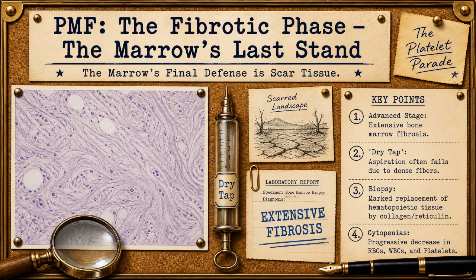The body tries to compensate for this by initiating extramedullary hematopoiesis, where blood cell production shifts to organs like the spleen and liver, leading to their enlargement. It's a desperate attempt by the body to keep up with blood cell demand when its primary factory is failing. Your role in identifying and grading this fibrosis, along with noting the presence of atypical megakaryocytes and the overall cellularity, is paramount for diagnosing PMF in its fibrotic stage. Next, let's look at the distinctive peripheral blood picture that often accompanies this fibrotic marrow.